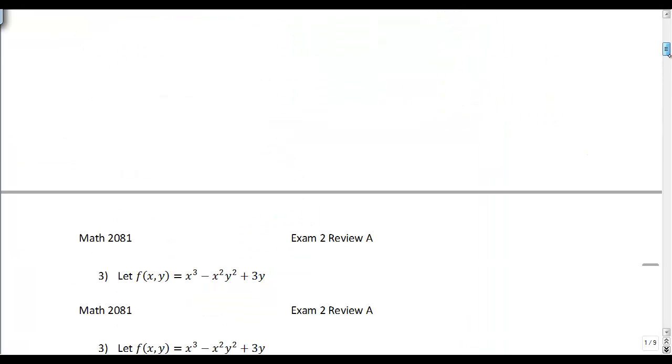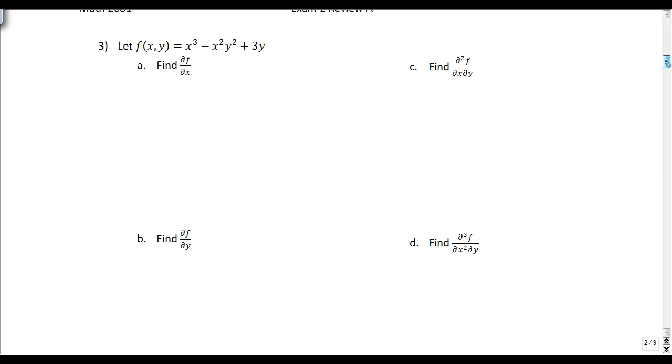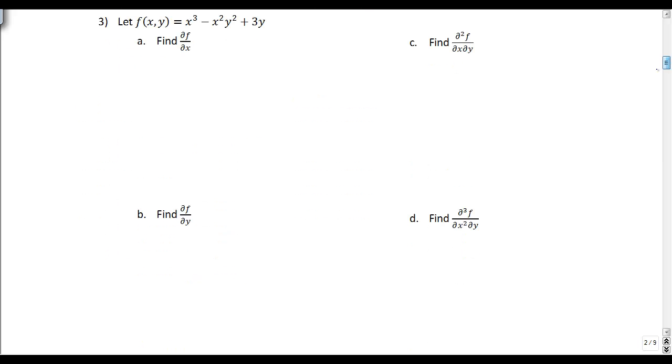Okay, next one here. So we're going to do some partial derivatives. Here we have f of xy equals x cubed minus x squared y squared plus 3y. So I'm going to take a partial of f with respect to x. Basically what that means is we're going to differentiate x cubed minus x squared y squared plus 3y, treating y like a constant. So if we do that, x cubed, the derivative is going to be 3x squared.